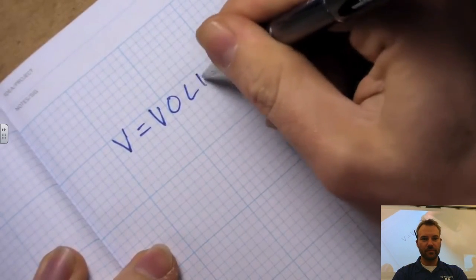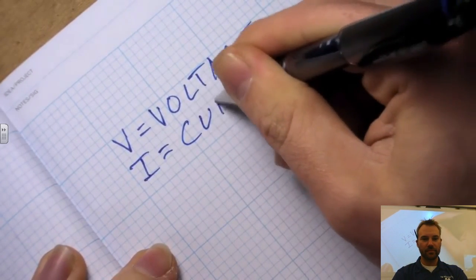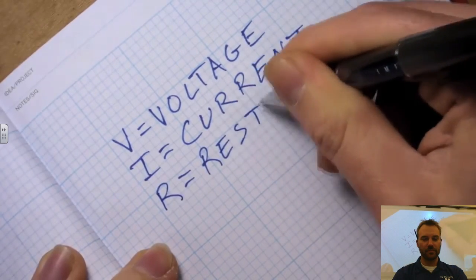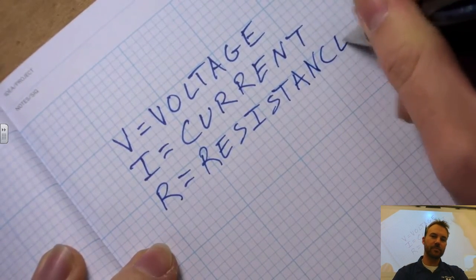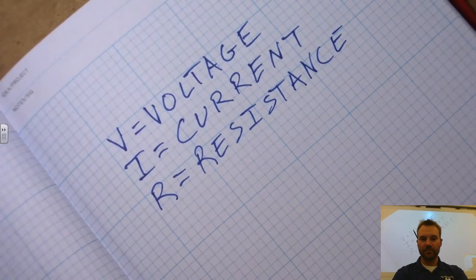Ohm's law defines an important relationship between three very important electrical properties: voltage, current, and resistance. And just in case you're wondering, current uses an I instead of a C because C is used for coulombs, which are a unit of electrical charge. But we won't get into that right now. Anyway.